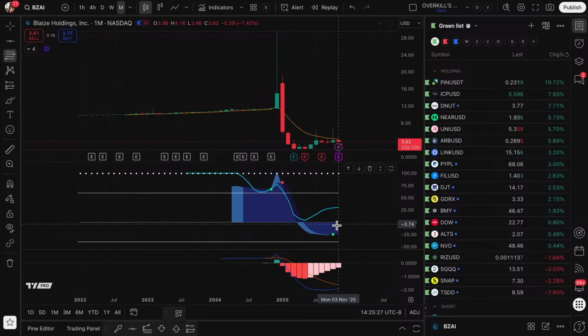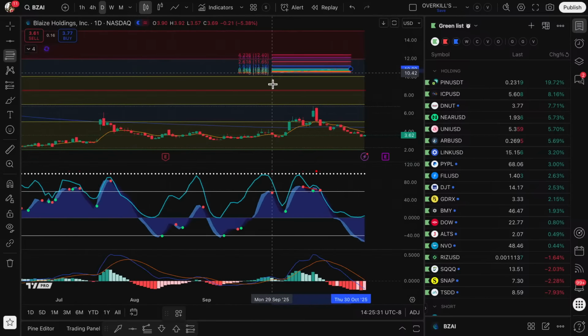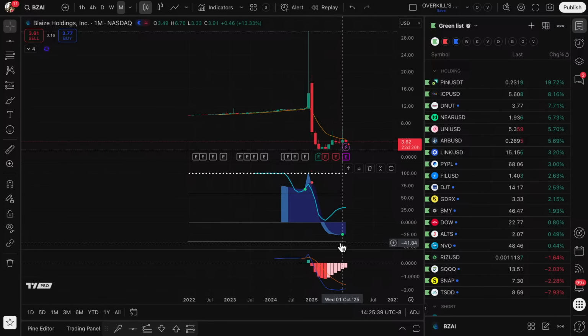BZAI, Blaze Holdings. BZAI does have the monthly dot. So we're in here on the daily now looking for a pullback. I like this one. I'd look for the daily on this one. So again, you've got the monthly confirmation, right? That's a signal that, hey, we're going higher on the monthly.